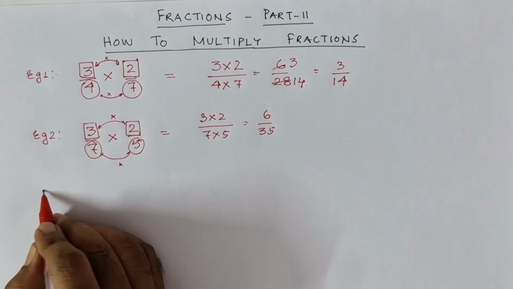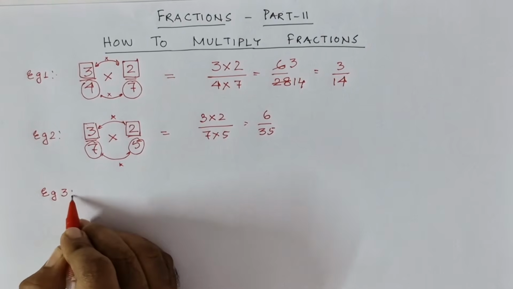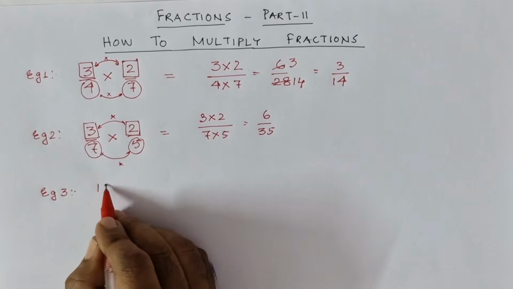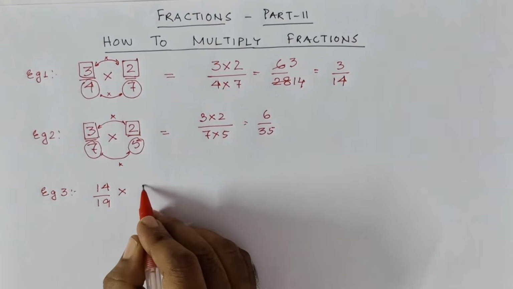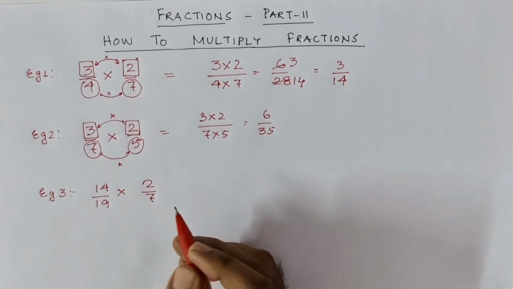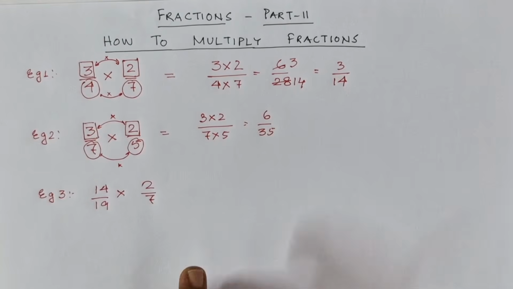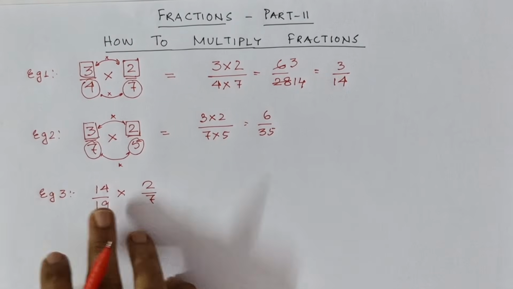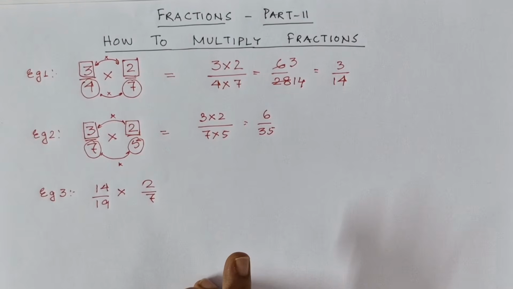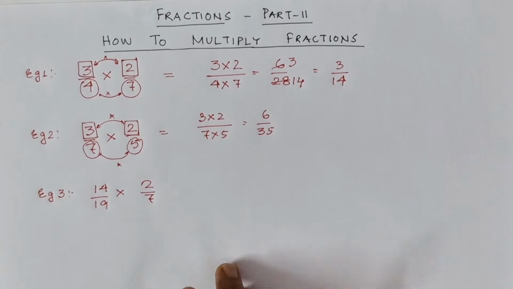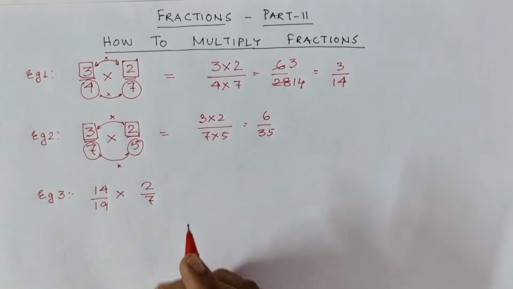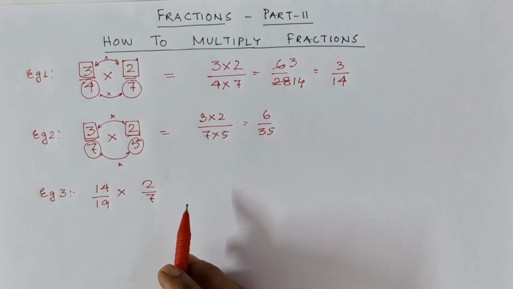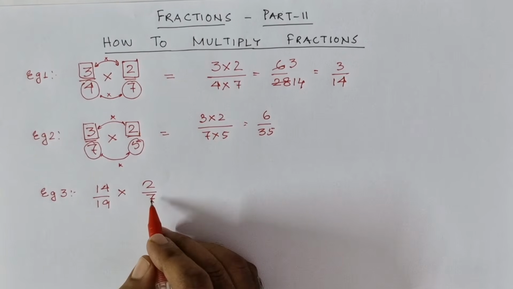Now let's move to example 3. Got it? So we'll take a little bigger number, 2-digit numbers like 14 by 19 multiplied by 2 by 7. Now we'll learn if there is scope of simplification in the fraction, or maybe cross cancellation. So you do cross cancellation before you multiply. When the number becomes bigger, it is difficult to multiply. So before multiplication, do a cross cancellation and simplify it. Let's see what cross cancellation means.